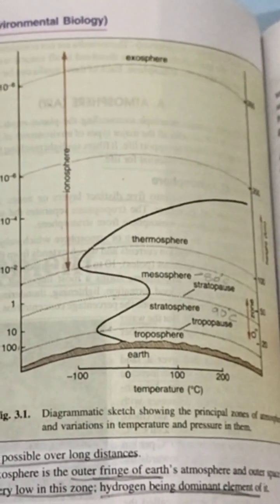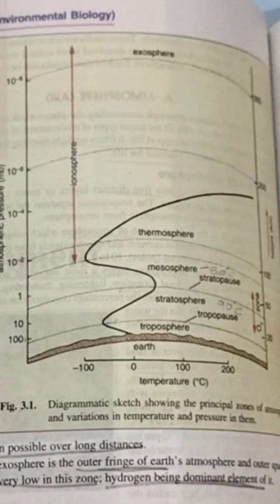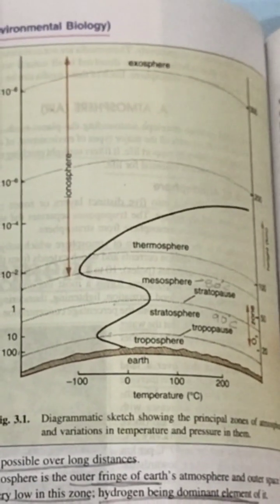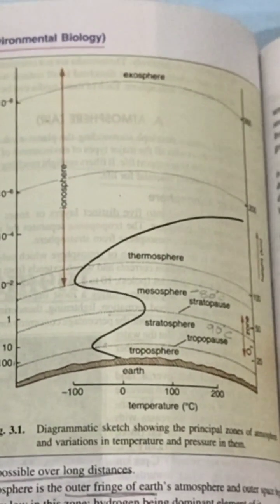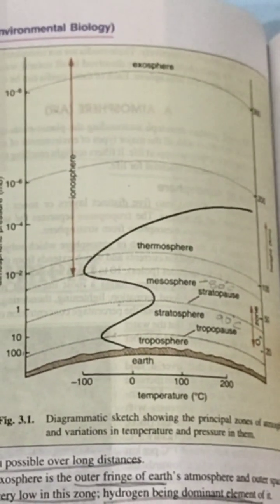So this is the complete diagram of the various layers of the atmosphere which we have studied. I hope this topic is clear to you. I have derived this diagram from the book by S. Chand. Thank you.